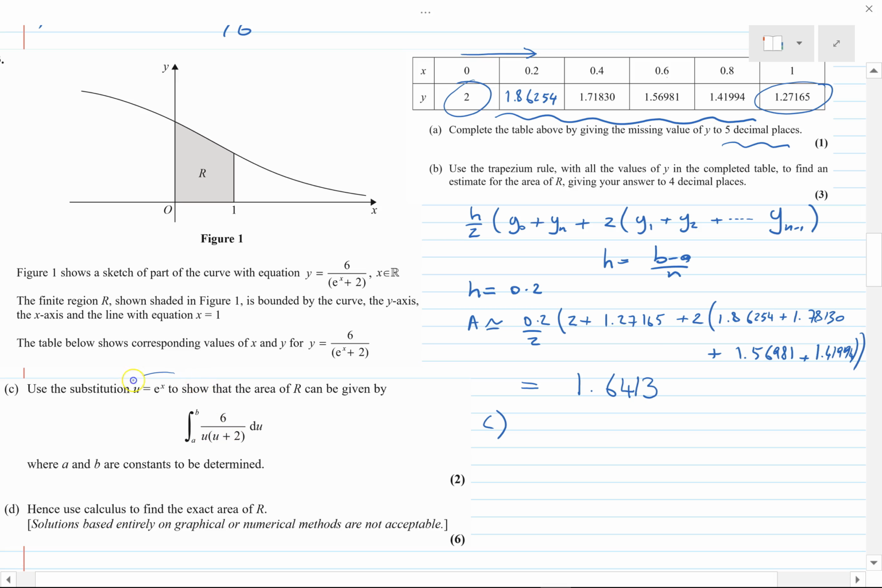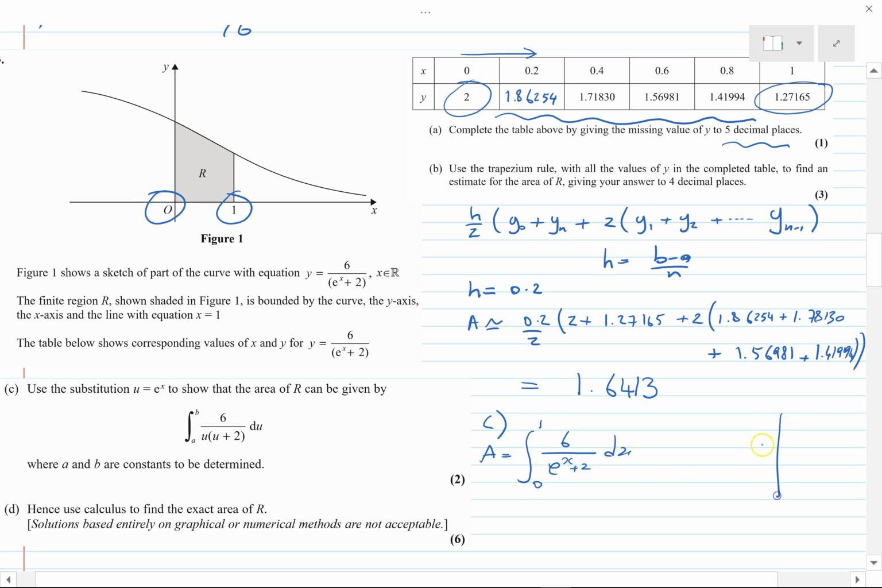So this is a substitution. They'll always give it for substitution unless it's a really obvious one. u is equal to e to the x here, and they want us to show that it can be written like this. So we want the area, which is the integral of 6 over e to the x plus 2 dx from 0 to 1.